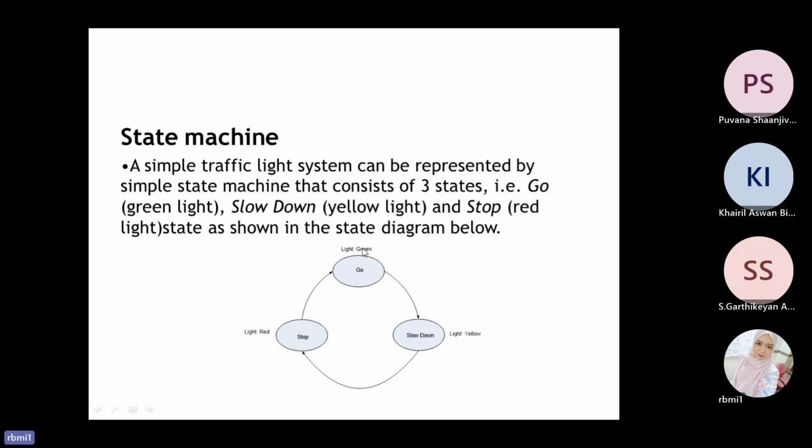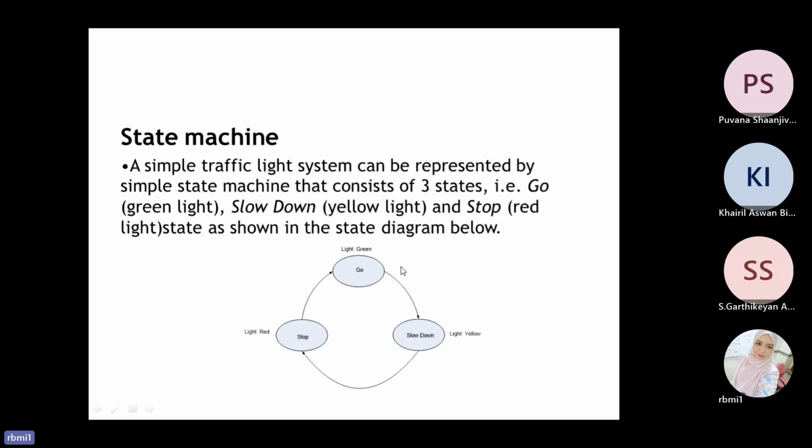The light is green, yellow and red. Green means go, move, yellow is slow down and red is stop. We present the 3 states here, and we use a timer. We have already set what the timer is. Initially, this starts with the green state, and once the timer is expired, the transition goes to the yellow state.